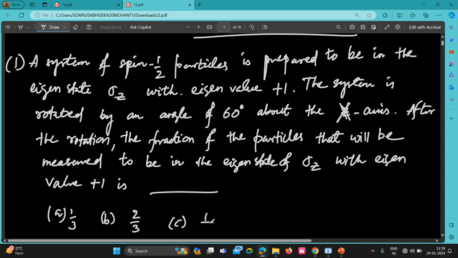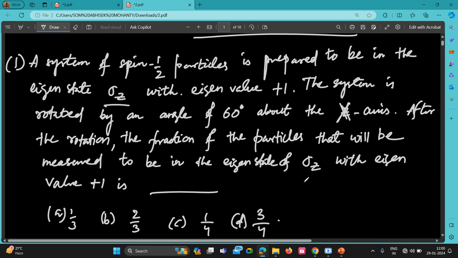A system of spin-up particles is prepared to be in the eigenstate sigma z with eigenvalue plus 1. The system is rotated by an angle of 60 degrees about the x-axis. After the rotation, the fraction of particles that will be measured to be in the eigenstate of sigma z with eigenvalue plus 1. The fraction of the particles is asked.